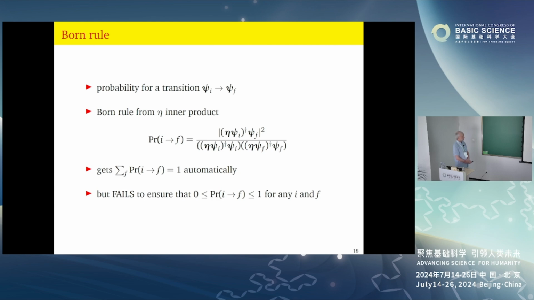Born rule gives a probability for a transition from some state I to some final state F. And using our inner product, this is what it would look like. Now, if you sum over the final states, it gets unity automatically. That's basically a statement of the unitarity of the theory. And it's also related to a completeness relation. But it does not ensure that any particular probability is between 0 and 1. So we failed to get a probability interpretation so far.